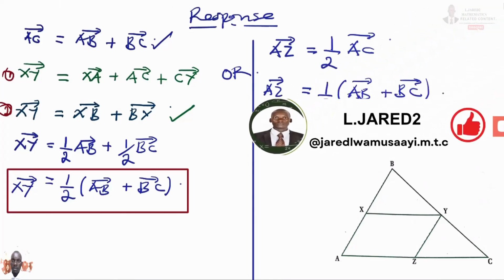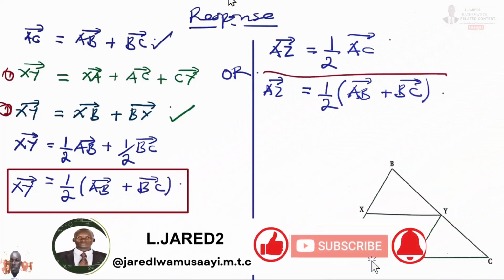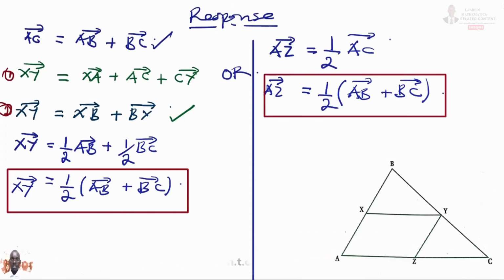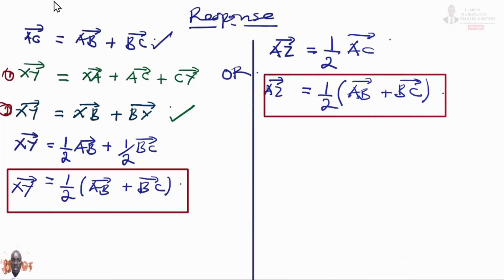Therefore, this becomes our expression for vector AZ. Now, as we compare these two, the vector AZ in these boxes, we see that we have the same thing, implying that these two vectors are equal.